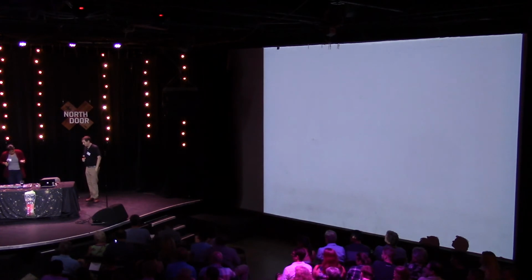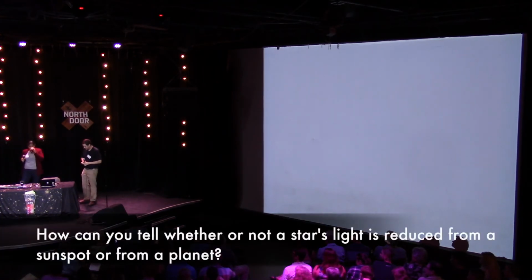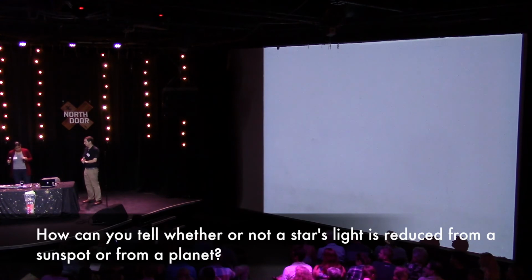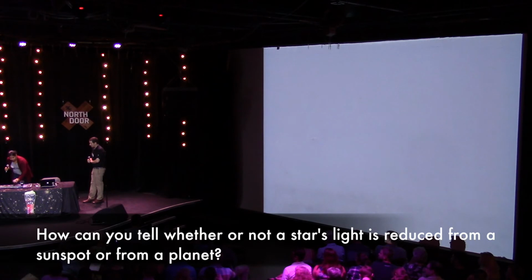Yeah, the method you described with gyrochronology seems very similar to how Kepler works with the planetary transit, in terms of reducing the light of the star. How can you tell whether the star's light is being reduced by a sunspot or a planet?